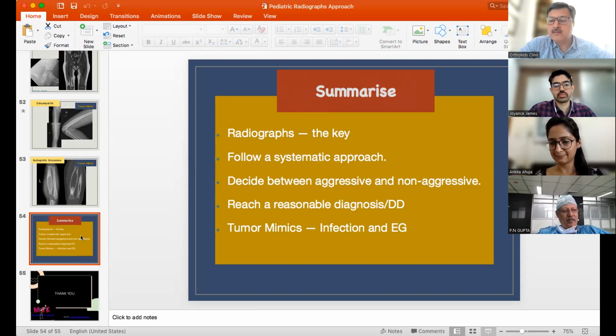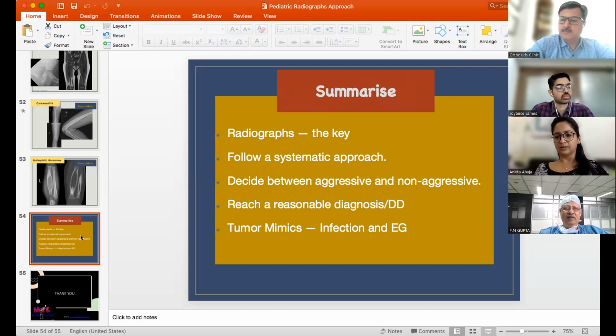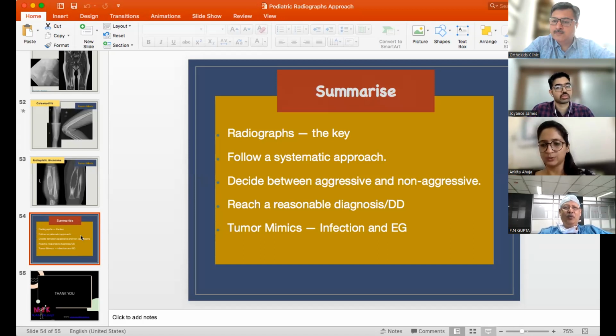Sometimes you get a picture where there is some bone pain, and somebody has given antibiotics, and there is a lot of lysis and a periosteal reaction. Now, there is sometimes a lot of confusion between osteomyelitis, which has been partially treated, and Ewing sarcoma. So, any tips and tricks to differentiate between these two?